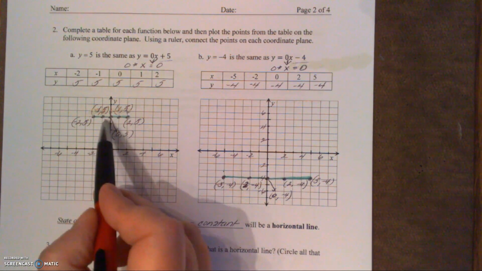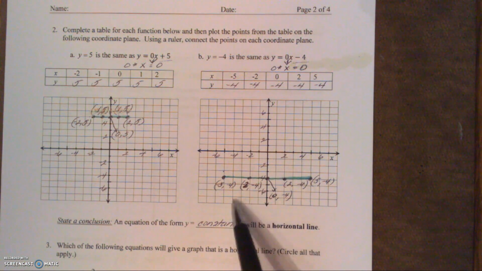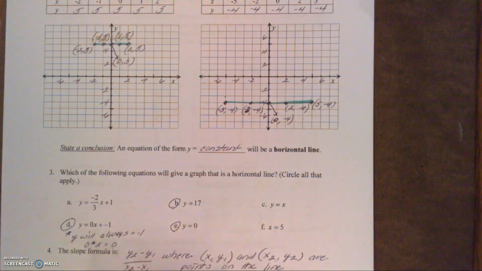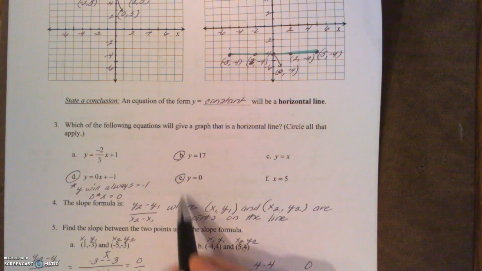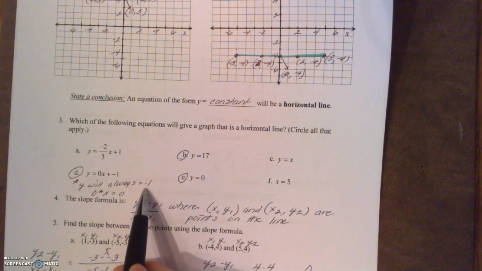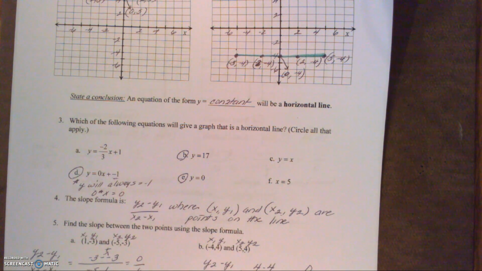Okay? So this is graphed with these coordinate points. This is graphed with the coordinate points. You can see the points down here. So again, the y will always be the constant, and it'll be a horizontal line. So down here, we had to pick which ones would show a horizontal line. Well, you don't have anything else but y equals. And then here, we know y will always equal -1, the constant, because it's 0 times x.